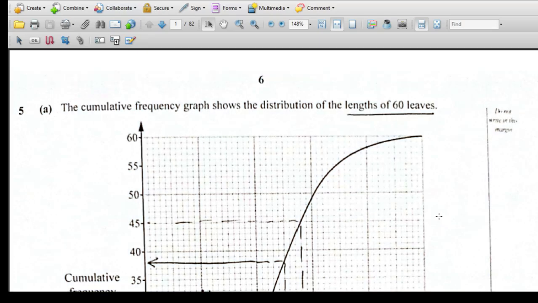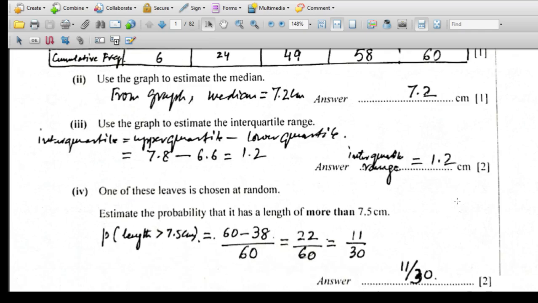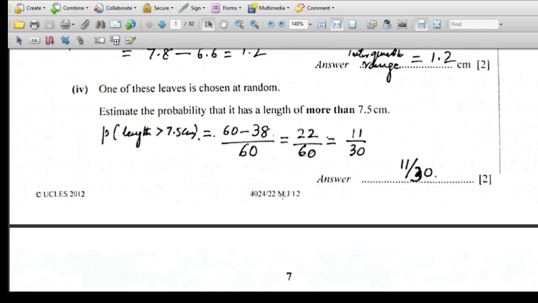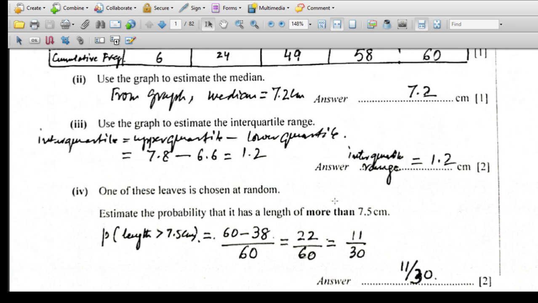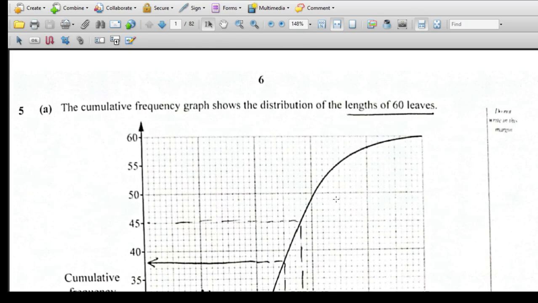Bismillah Rahman Rahim. In this session, we will discuss an exam exercise about statistics. This question, number 5, is from June 2012, and this is the P2 paper.